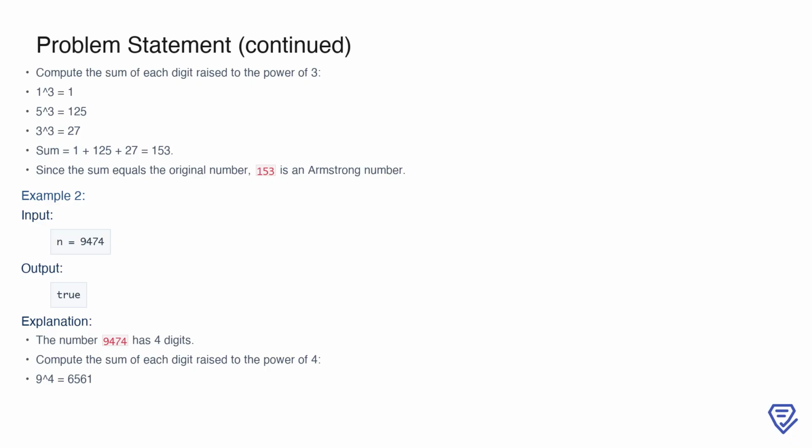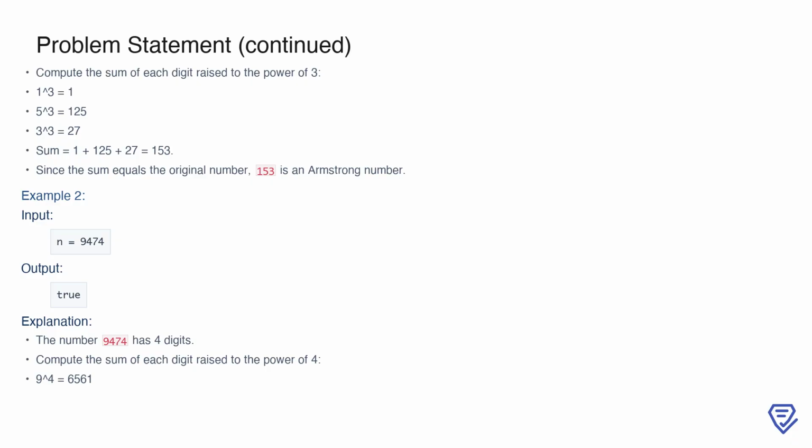The first digit is 1, so 1 raised to the power of 3 equals 1. The second digit is 5, and 5 raised to the power of 3 gives 125. Finally, the third digit is 3, and 3 raised to the power of 3 results in 27. Adding these values together gives us 1 plus 125 plus 27, which equals 153. Since this sum matches the original number, 153 is indeed an Armstrong number.